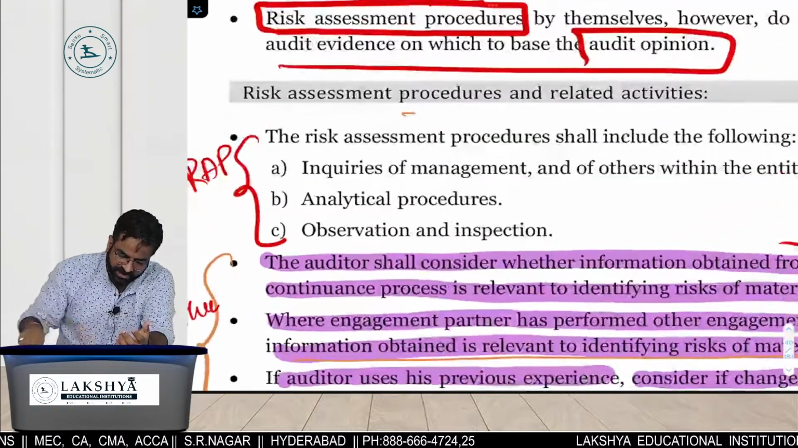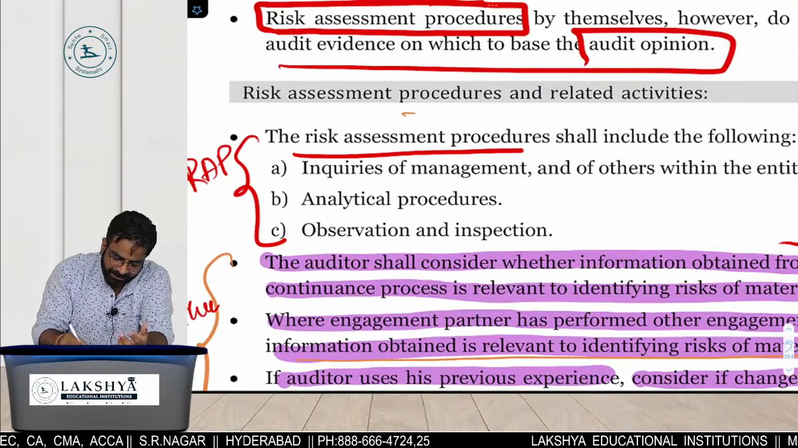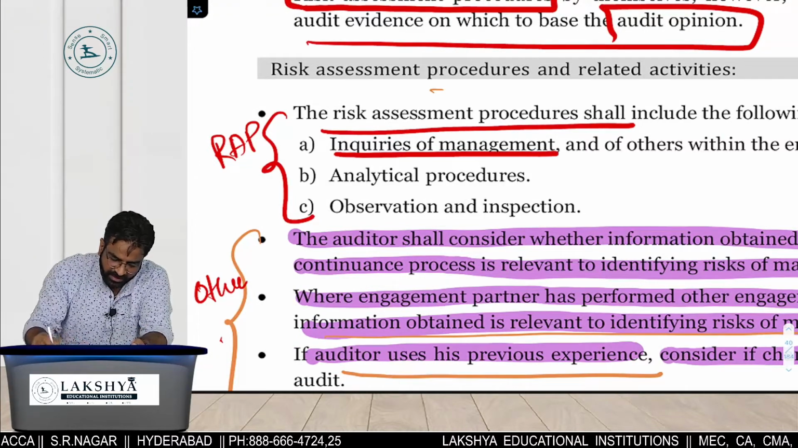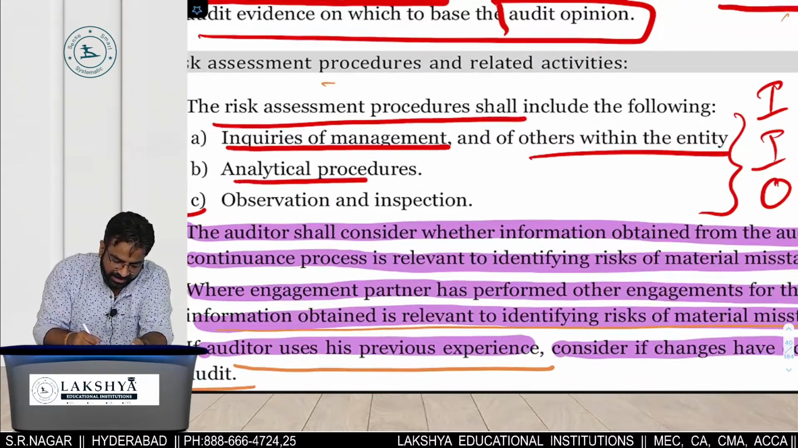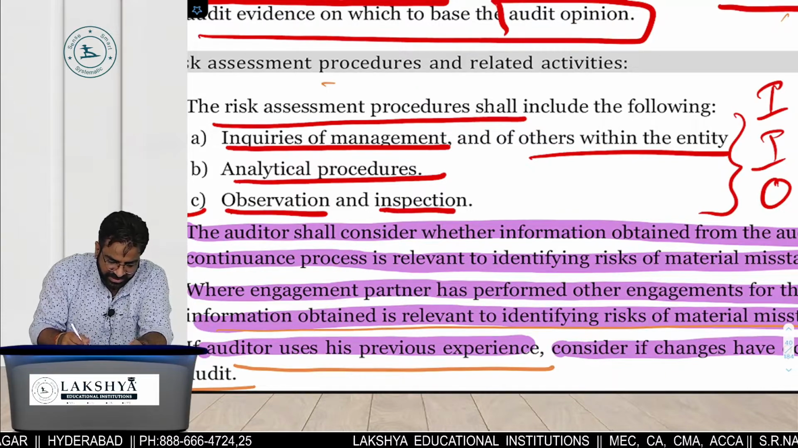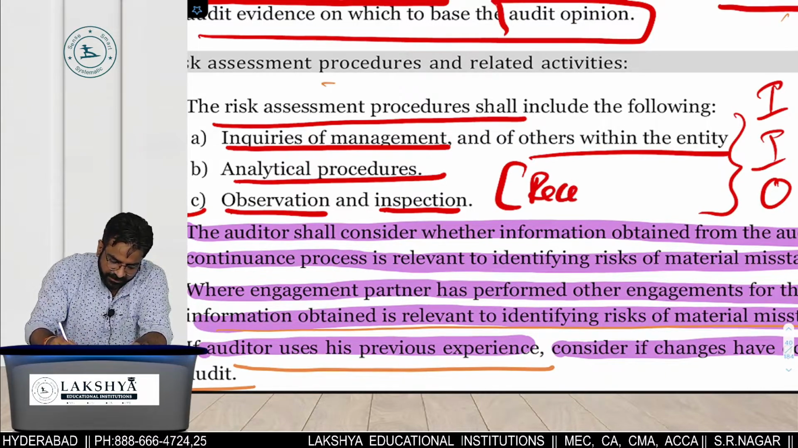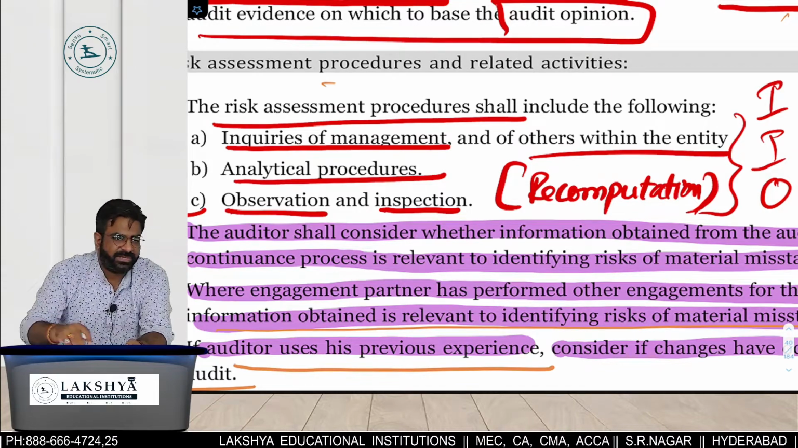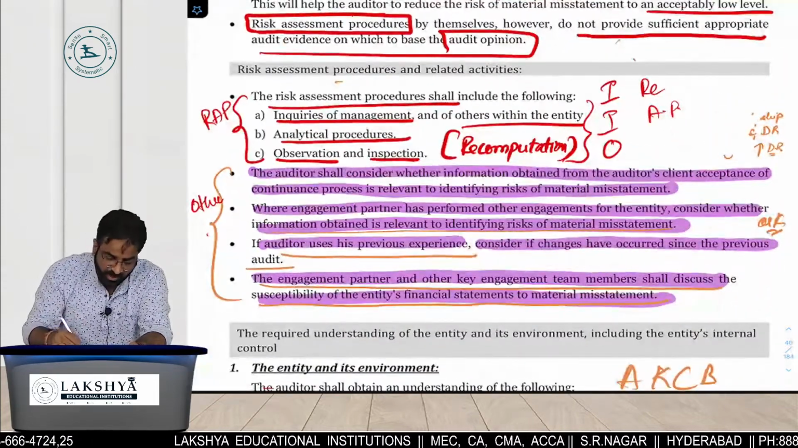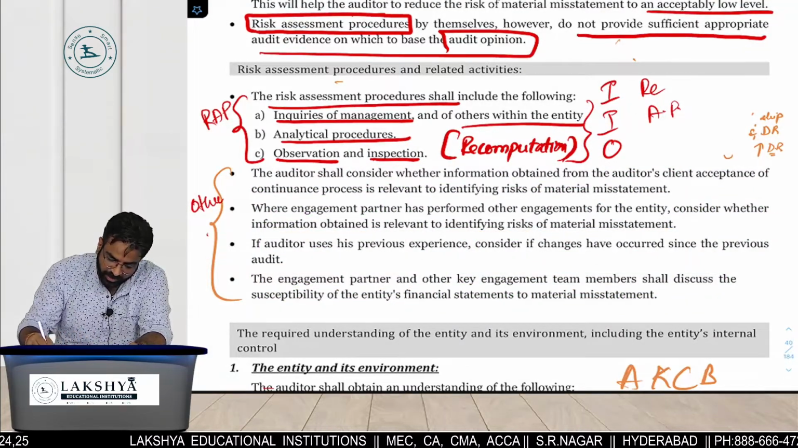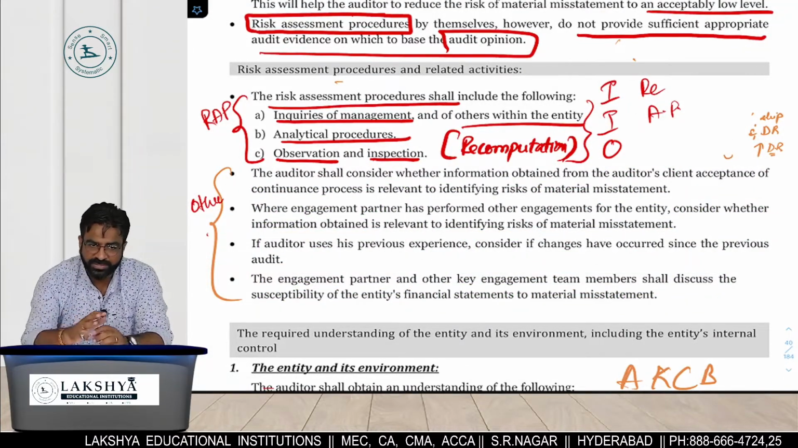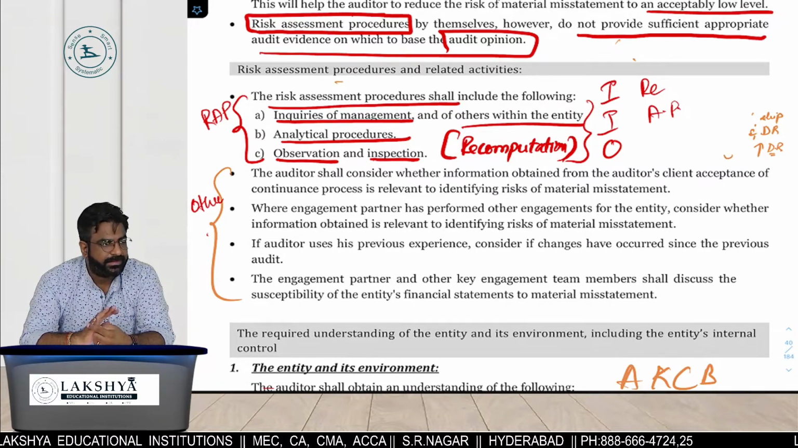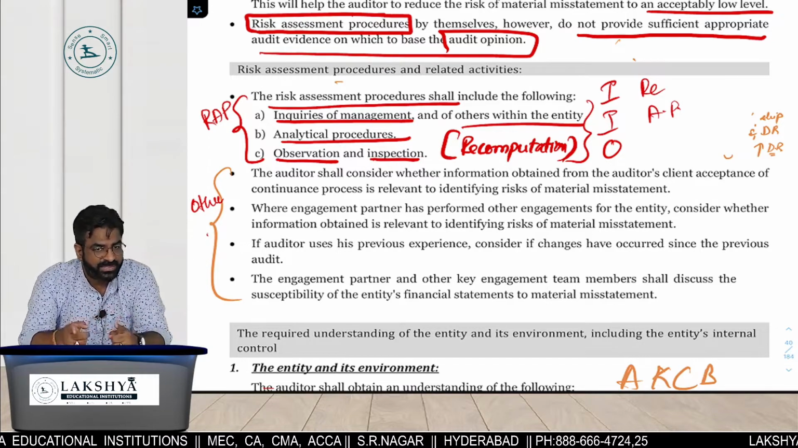In the next few points, are you able to see that the RAP shall include the following? What are the 2? Inquiries of the management or others within the entity, analytical procedure, observation and inspection. One is missing, write it here: recomputation. So these all are the techniques of what? RAP. So there is nothing new we are doing. We have already done all that. And tell me, which one is the best combination? I plus O and I plus I. We had studied this in the automated environment chapter also.